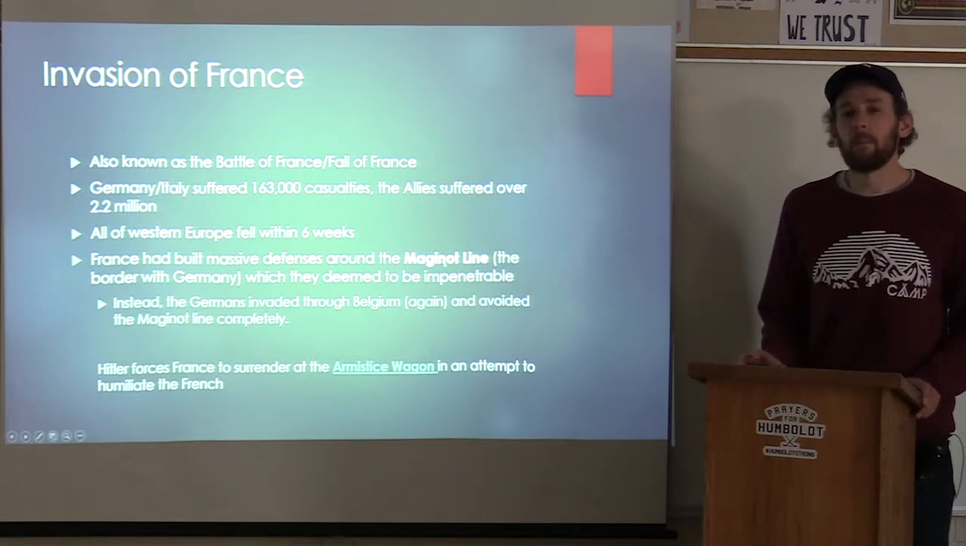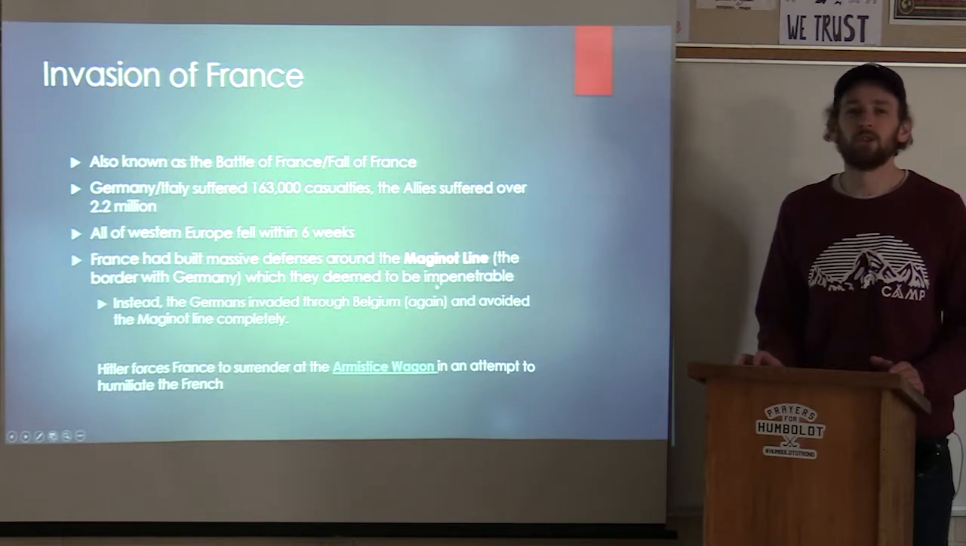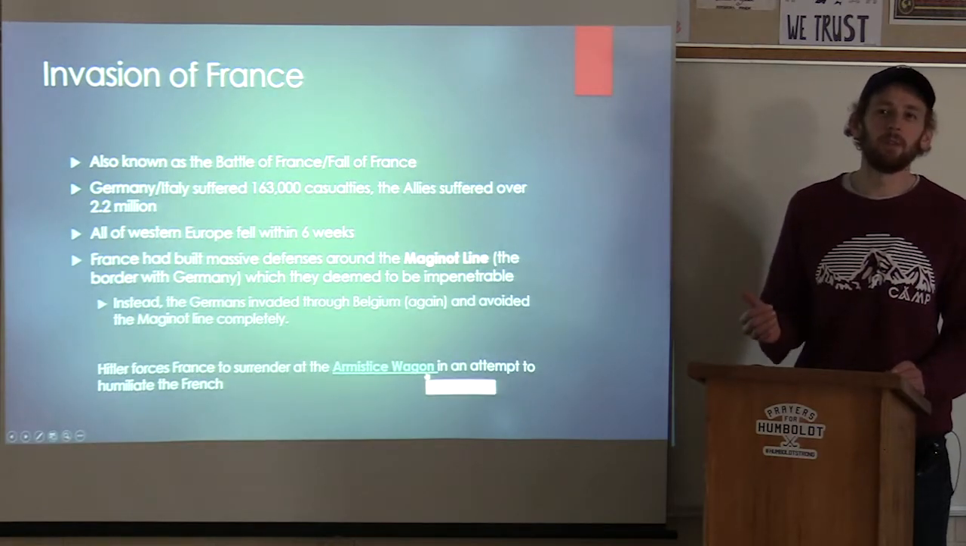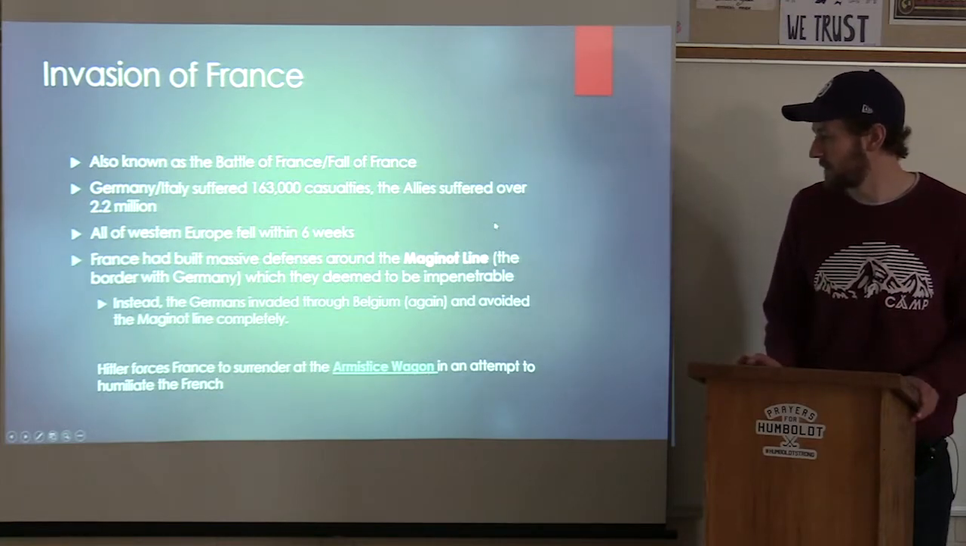Now, France had built massive defenses along the border with Germany. It's called the Maginot Line. But Germany, again, decides to go through Belgium and through the Netherlands, just like the Schlieffen Plan called for, and they're able to get to Paris within 6 weeks.